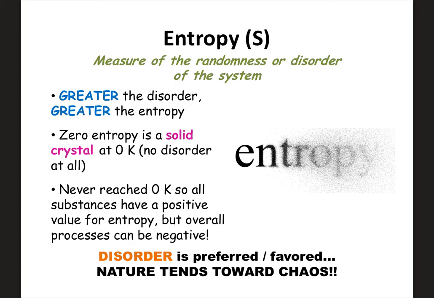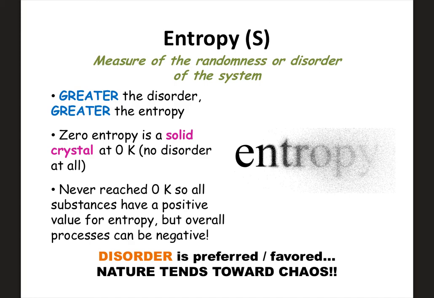If you had zero entropy, that would be a solid crystal at 0 Kelvin. Essentially, there would be absolutely no disorder at all. If it's a perfectly organized solid at 0 Kelvin, you would have no disorder and it would be perfect. There would be zero entropy. Well, we've never actually reached 0 Kelvin, so all of our substances here will have a positive value for entropy.